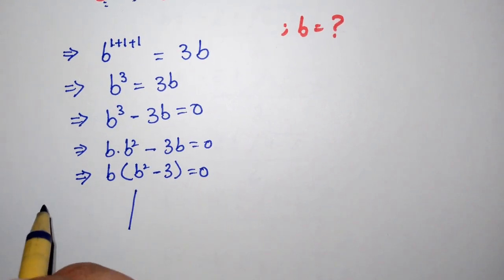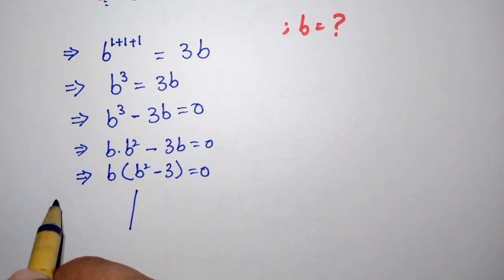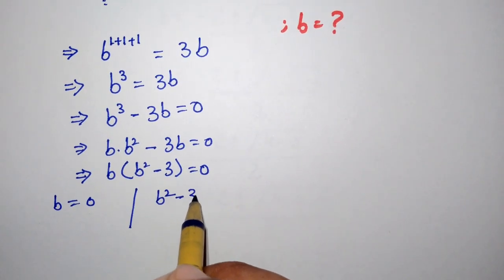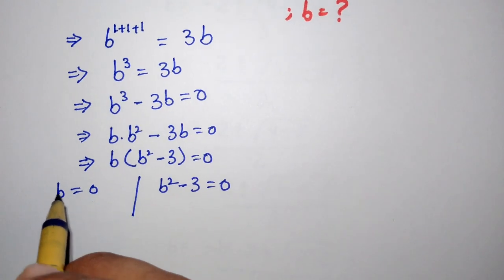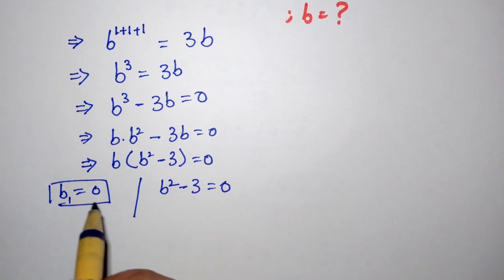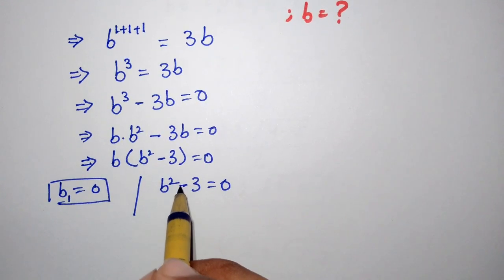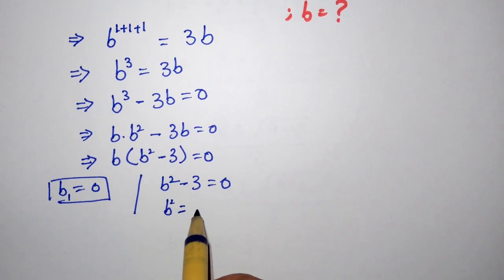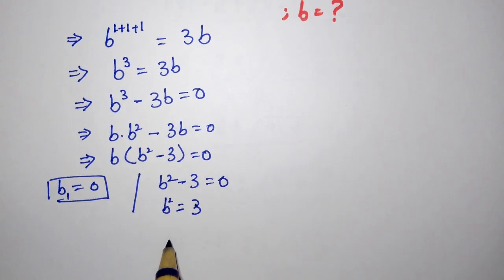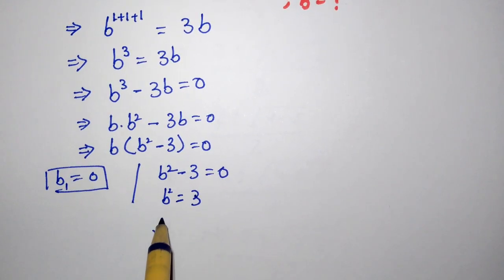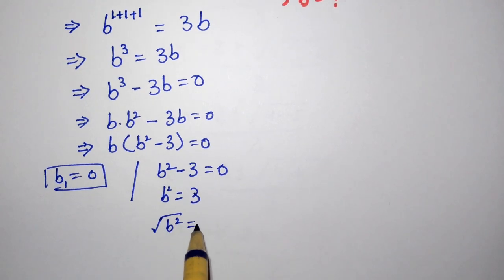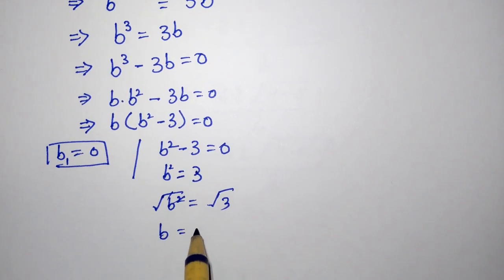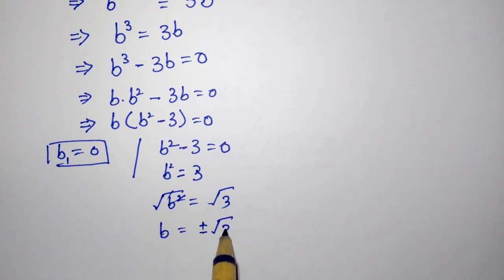So we have two cases. Case 1, b is equal to 0, and case 2, b square minus 3 is equal to 0. So b square is equal to, we have to move the 3 to the right side, this will become plus 3. Now we have to take the square root on both sides. Square root of b square is equal to square root of 3. To cancel the square with the square root, b is equal to plus or minus square root of 3.